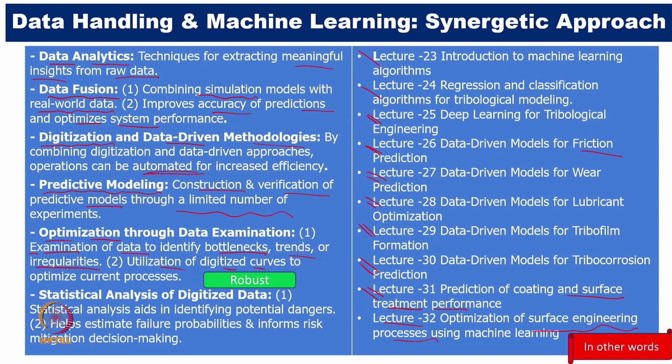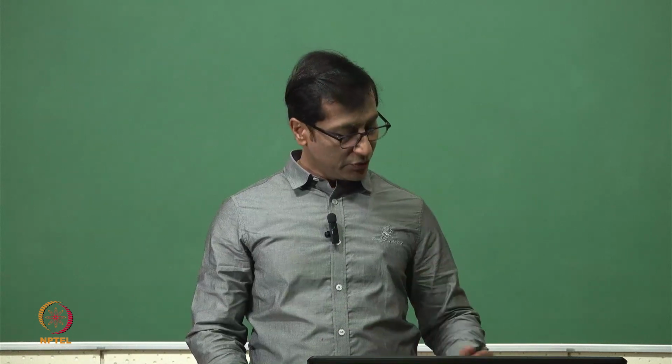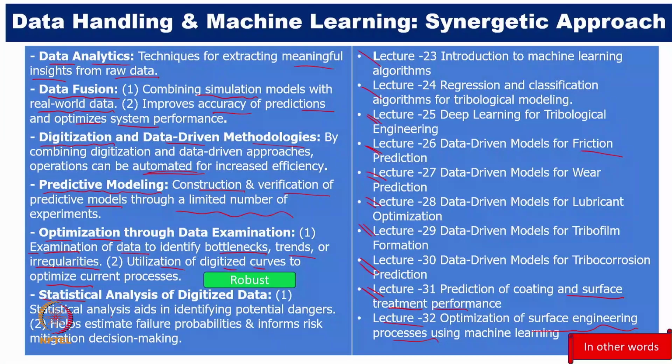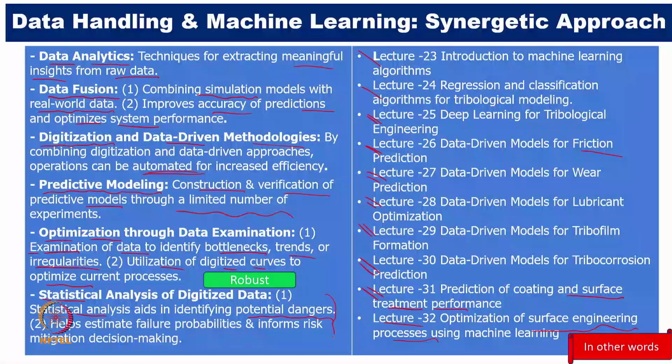We want to digitize and then include it in the optimization process. We learned something about statistical analysis in lecture 19. We will be improving that by adding more data. So statistical analysis will be involved, and if there are some possible dangers of failure of the system, those should be predicted. We can use this complete data for the maintenance strategy.